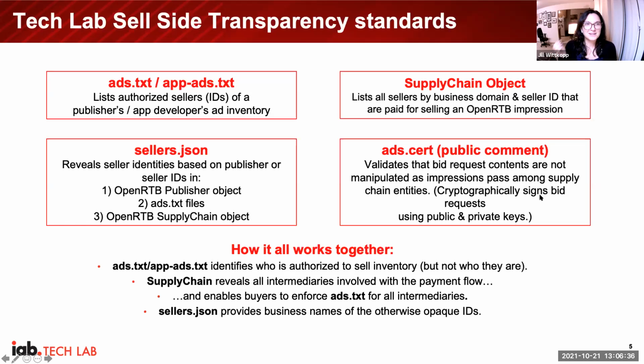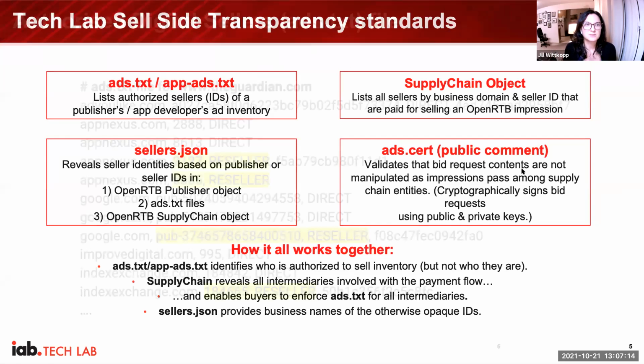I'll throw a plug in here too for the fourth quadrant, which is ads.cert. This is coming up. It's recently released and it's in public comment right now. It's a way to validate the contents of the bid request. It's used in a couple of different ways, but one of the ways that it can be used in securing the supply chain is to secure attributes within a bid request, to say, this is what these fields were supposed to be, so that the next party can check that those are still what they are when it gets to them, to make sure that nothing's been modified.